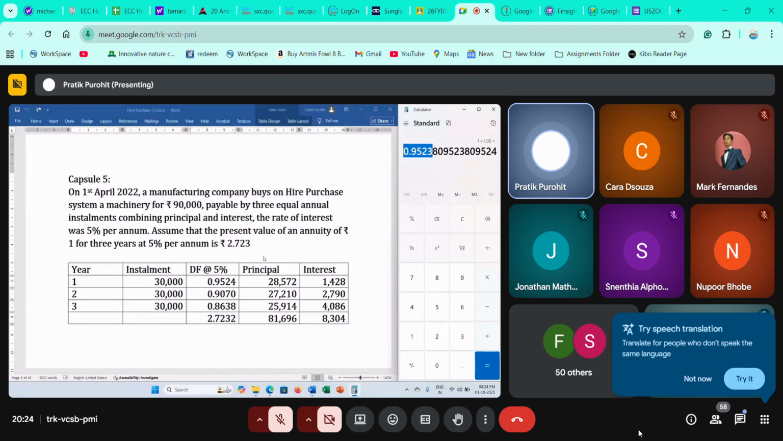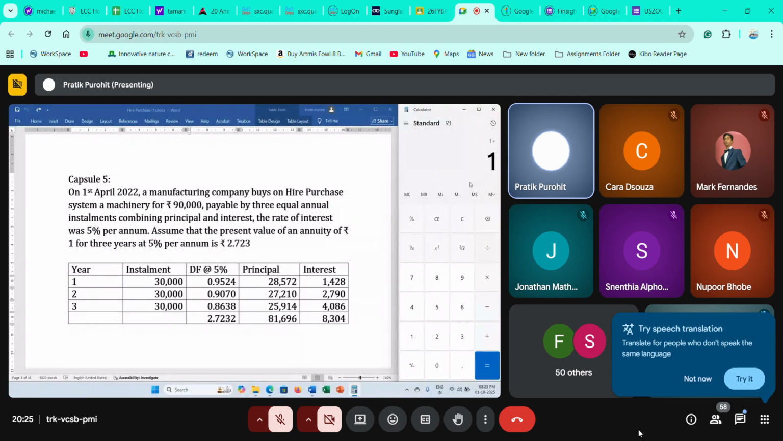Okay. So that means 1 rupee becomes 0.9524. Correct. So I'll do this M plus. Then again, don't worry about this M plus and all. I have already taught you the ways of using calculators in class. I will have to do things differently here depending upon the calculator I have on the screen.